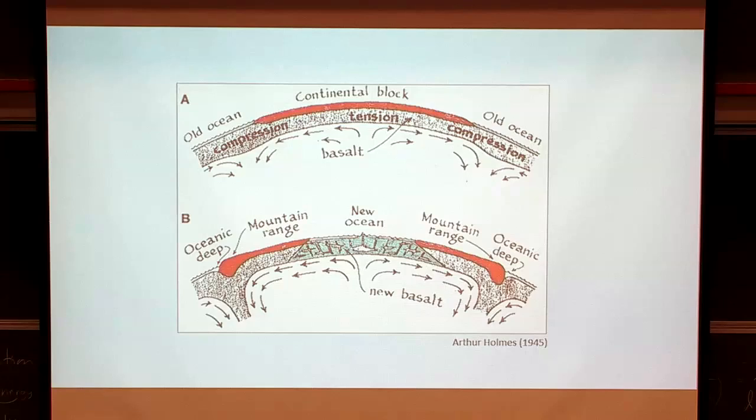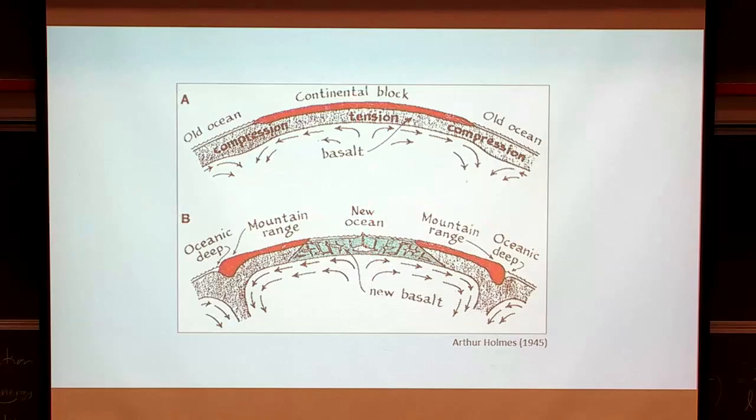And Arthur Holmes proposed that you could have upwelling in the convection cell, and that would create tension in that continental block. And you can have compression in the ocean areas, or you could have downwellings, and that could cause compression in the ocean areas. And that tension and compression could cause things to break apart at the surface.